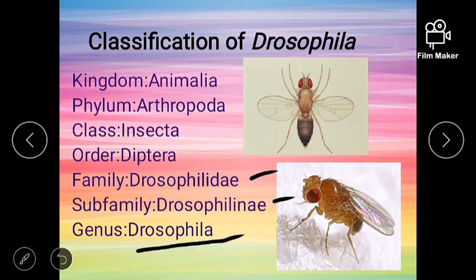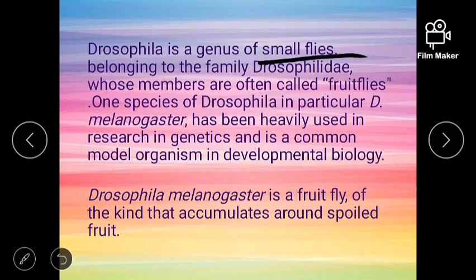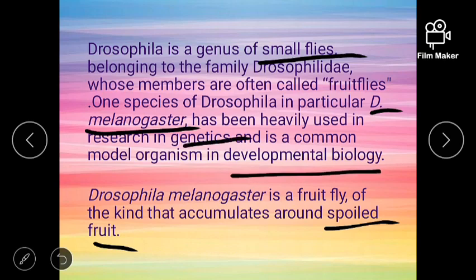We will study about Drosophila and its life cycle and why do we use it in culture. This is what a Drosophila looks like. It is really small. So Drosophila is a genus of small flies. They are smaller than house flies, and we can observe these flies on spoiled fruit. Mainly the Drosophila melanogaster is used in genetics, in developmental biology, and in every branch of research.